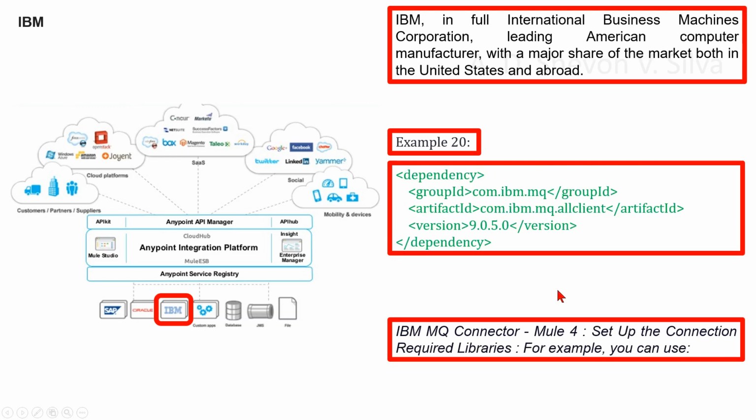Now we are considering setting up the connection required libraries. IBM MQ external libraries: to use the IBM MQ connector, configure the external IBM MQ library. The IBM MQ client library must provide the com.ibm.mq.jms.MQConnectionFactory implementation. Tip: use the IBM MQ all client library. For example, you can use this one.